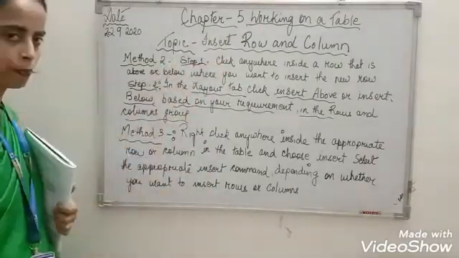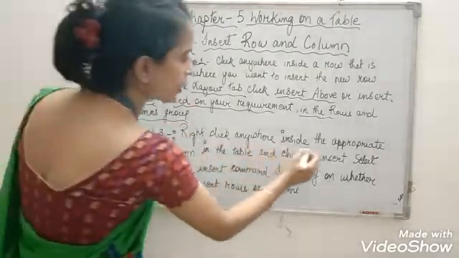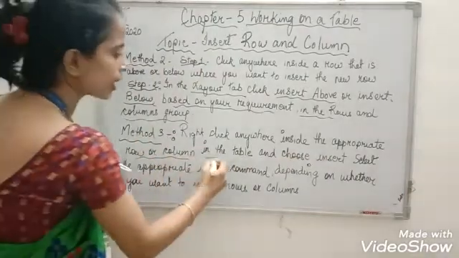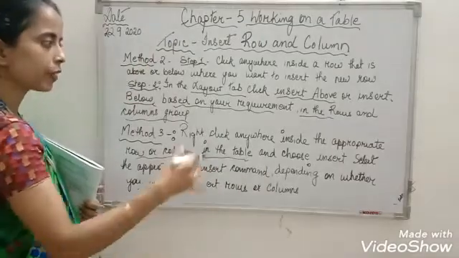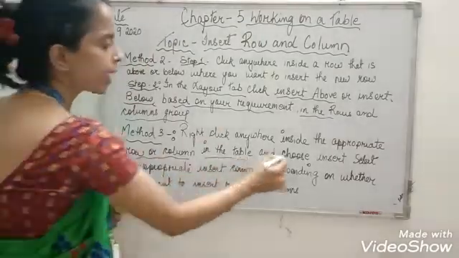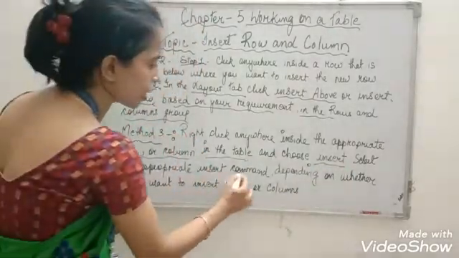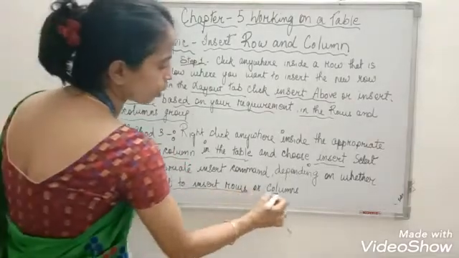Now method 3. Another method for inserting row and column. Right click anywhere inside the appropriate row or column in the table. Once you draw the table, you right click there anywhere inside the appropriate row or column and choose insert. Select the appropriate insert command depending on whether you want to insert rows or column.